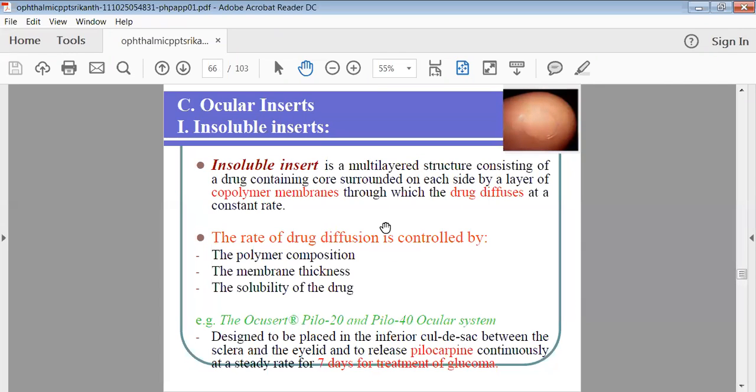So this is the structure of your eye occlusert, which is insoluble in your eyes. Generally, in case of insoluble inserts, the features of insoluble inserts are that they have a longer period of drug release, meaning that for a longer period they are delivering the drug. Then the rate of drug release from that eye occlusert is controlled.